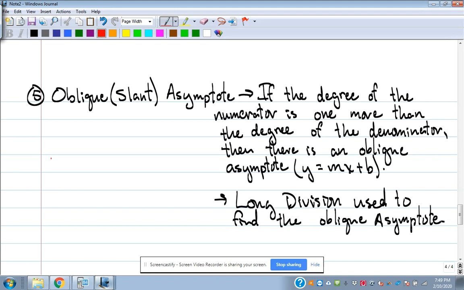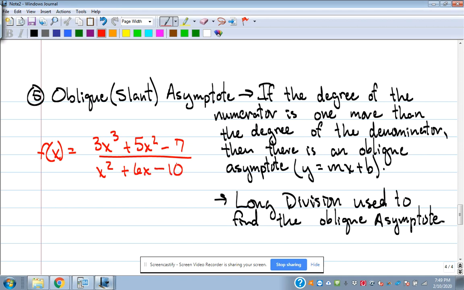So an example of a function that has an oblique asymptote will be something like 3x cubed plus 5x squared minus 7 over x squared plus 6x minus 10. That would be an oblique asymptote scenario because the degree of the numerator is 3, the exponent on the x is 3, and the degree of the denominator is 2 because the exponent on the x is 2. That's 3 is 1 more than 2. So those are oblique asymptotes.